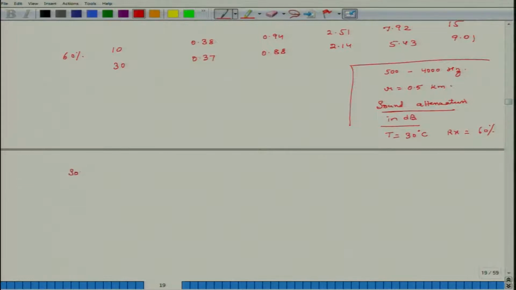So, sound attenuation equals how much? Minus 4.343 times MR in decibels. So, we will just make a quick table. For different frequencies, we will see how much sound is getting dissipated.